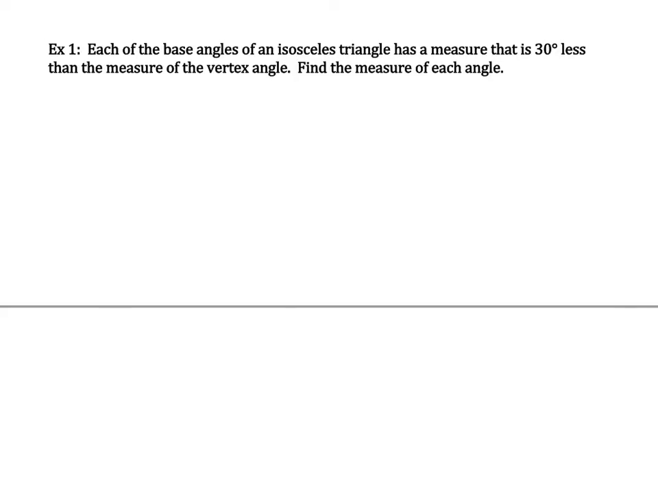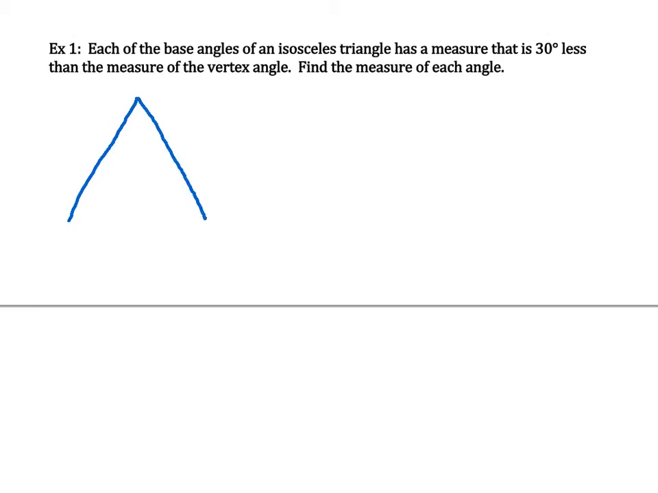Okay, we're going to start on our first example. And our first example says each of the base angles of an isosceles triangle has a measure that is 30 degrees less than the measure of the vertex angle. And so that means you have a triangle. The vertex angle is only 1, and there are 2 base angles. So it describes a picture. So I'm going to draw a picture.